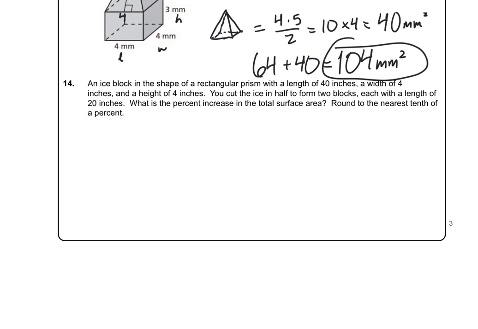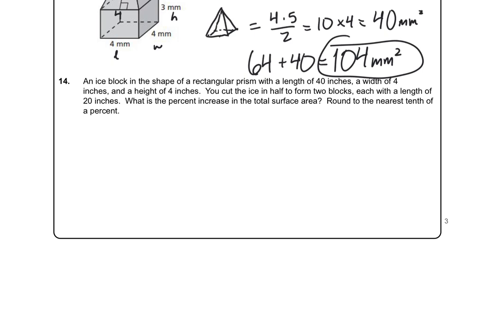All right. Number 14, last one, says an ice block is the shape of a rectangular prism with a length of 40, a width of 4, and a height of 4. You cut it in half, forming 2 blocks, each with a length of 20. What is the percent increase in total surface area? All right, lots going on here. But if we break it down, we can make it a little bit easier.